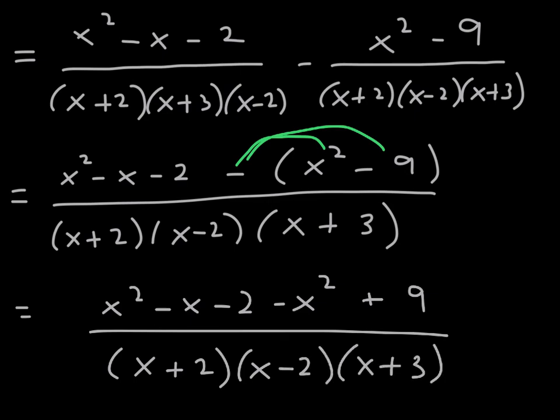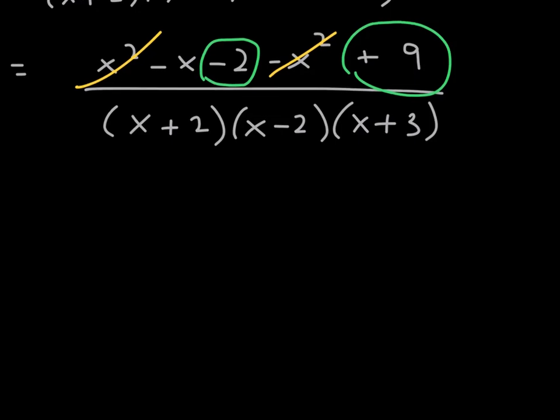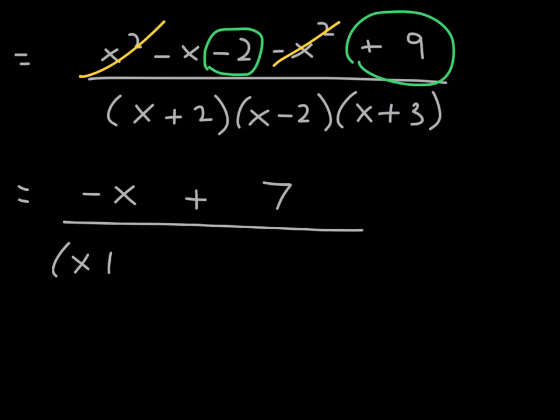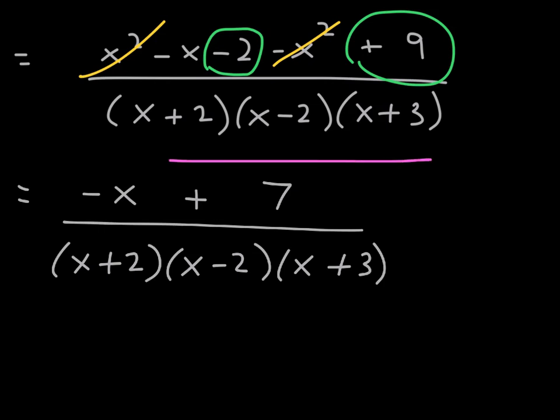Okay, so I hope you can see at this point that positive x squared and negative x squared just cancel. Like terms, though, you have a negative 2 and a positive 9, which I believe just gives you 7, right? Let's move this up a little bit more just for me to write my final answer. That should do it. So then you end up with negative x plus 7 over the LCD. And this, ladies and gentlemen, is the final answer.